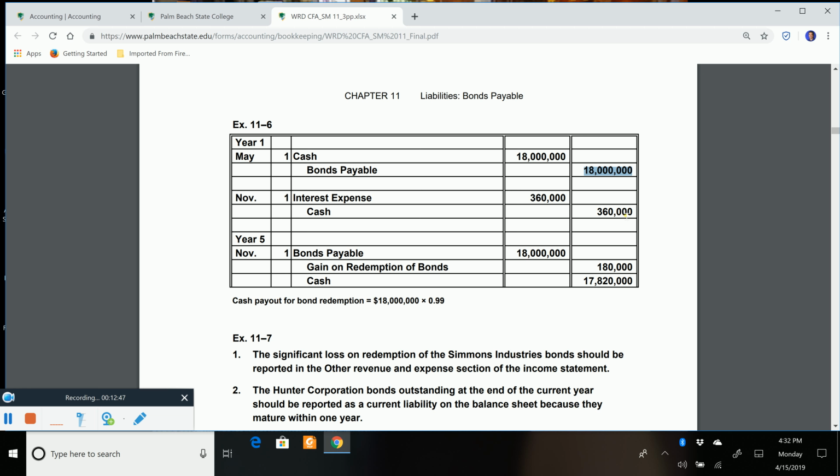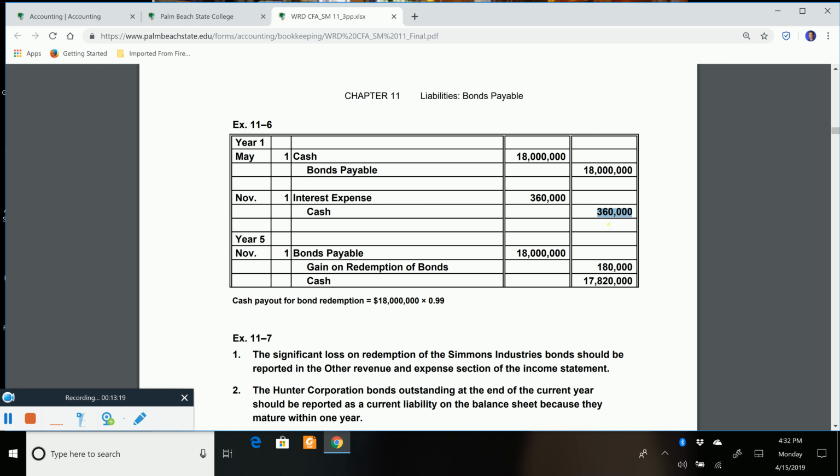6 months later, we're going to make our first interest payment to our bondholders, and the interest check is for $360,000. How do we calculate that? Principal of $18 million times interest rate of 4% times the time, half a year. If you do the math, that works out to $360,000. Debit interest expense, credit cash. And of course, you do that every 6 months.